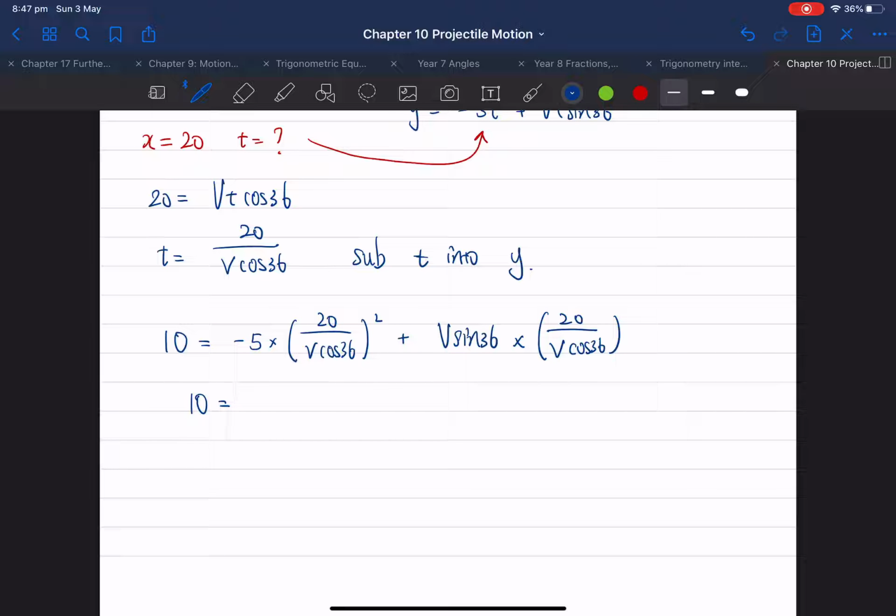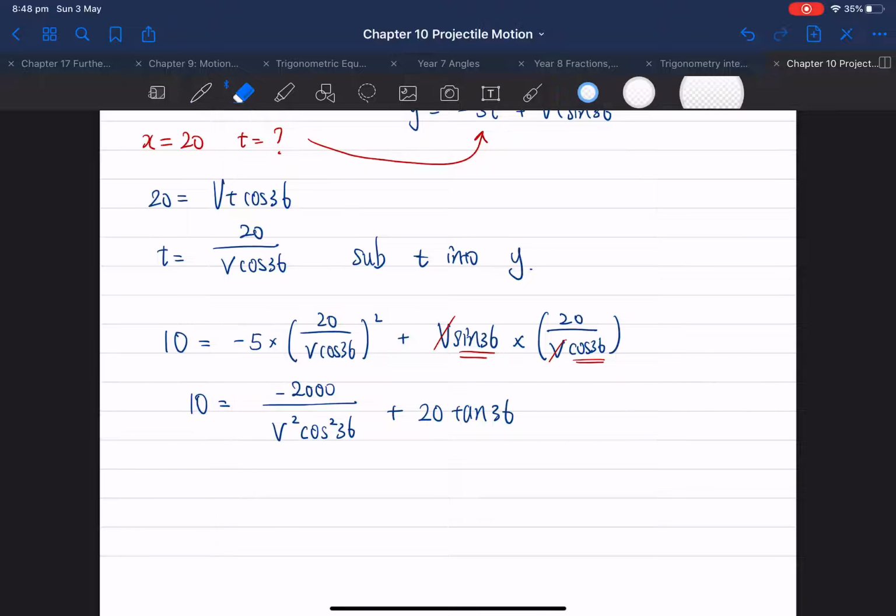Well, let's do that. 20 squared is 400, times 5 is 2,000. Negative 2,000 over v squared cos squared 36, plus, we can cancel these two v's, and that becomes 20 tan 36, because sine divided by cosine is tangent. Okay, that looks pretty good.